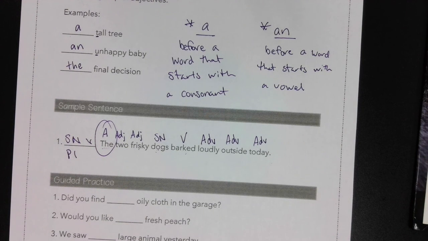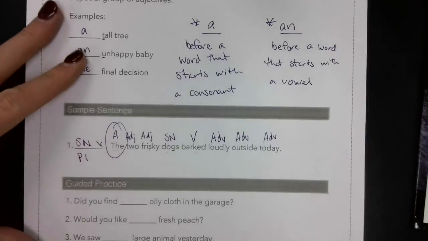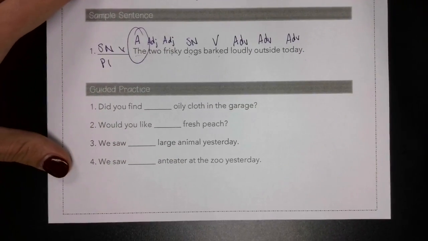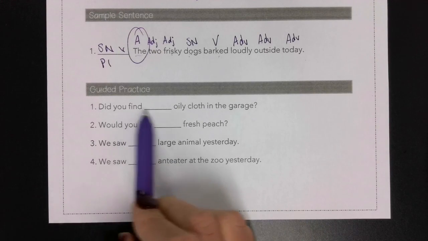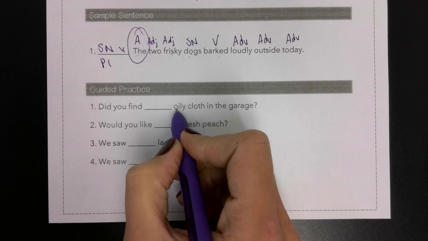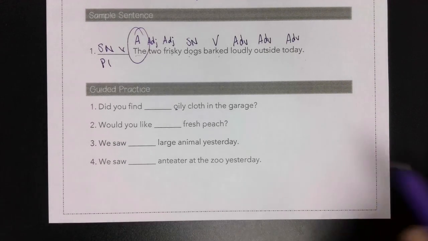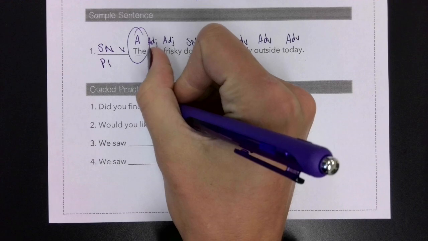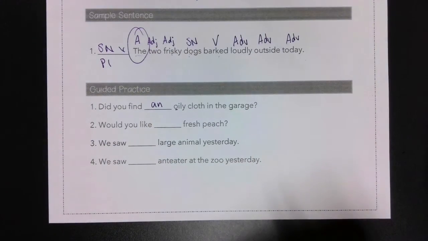Now at the bottom, let's practice if we should use a, an, or the in these sentences. So look at sentence 1. Did you find blank oily cloth in the garage? Well, here we have the next word starts with an O. So instead of did you find a oily cloth in the garage, we would say did you find an oily cloth in the garage, because O is a vowel.